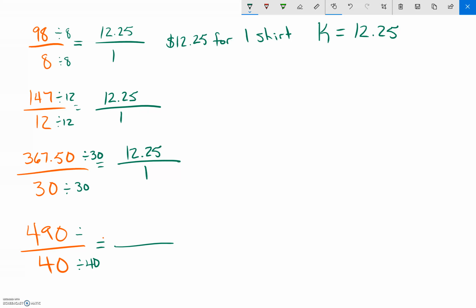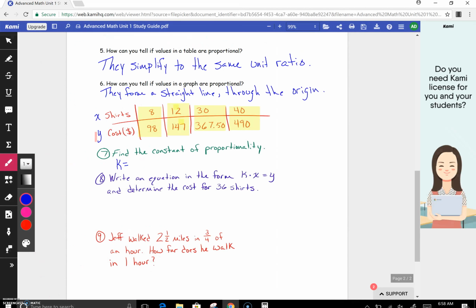We're going to divide by 40. Again, you can show this on your calculator. I'm not going to pull it up on the screen, but it'll be $12.25 for 1 shirt. So to answer the question, what is the constant of proportionality? It's $12.25, meaning $12.25 for 1 shirt.